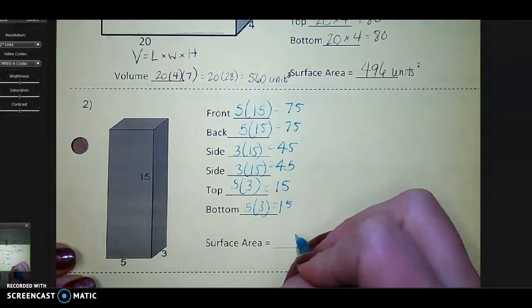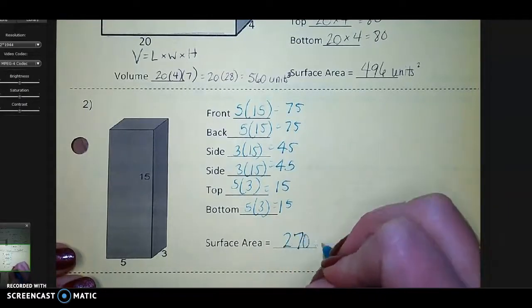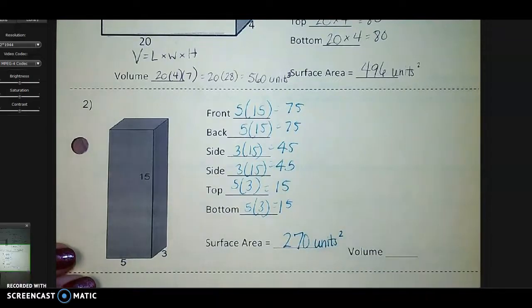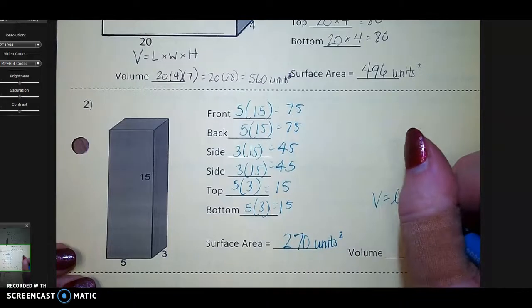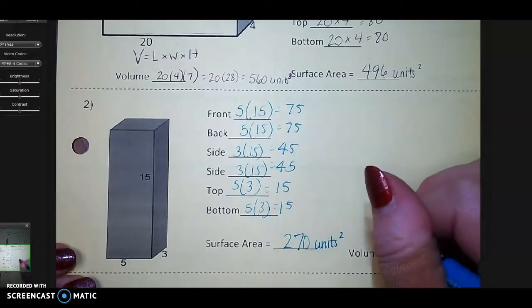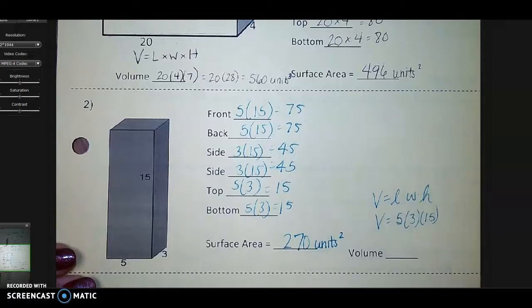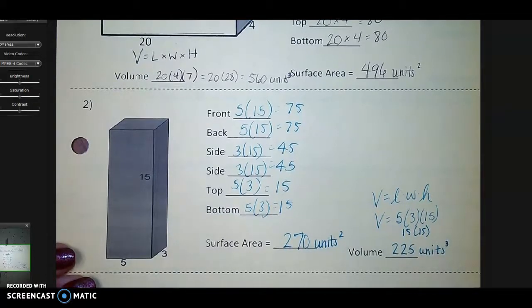And when I add those all together, I get 270 units squared. And this would be like 270 inches squared or 270 meters squared. I could think of it like that too. With the volume, I'm going to do 5 times 3 times 15, so I end up getting 15 times 15, which is 225, and those are going to be 225 little cubes that fit in there.